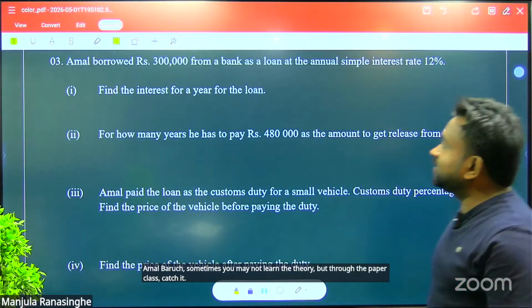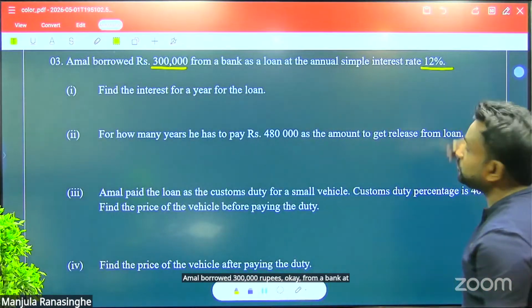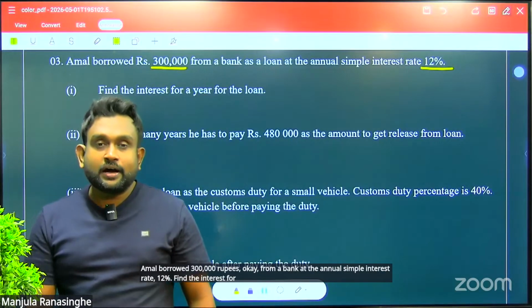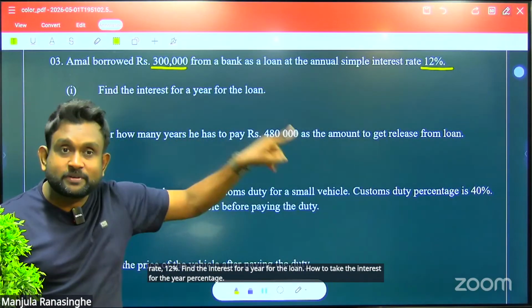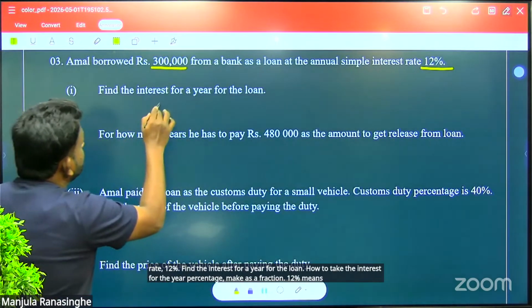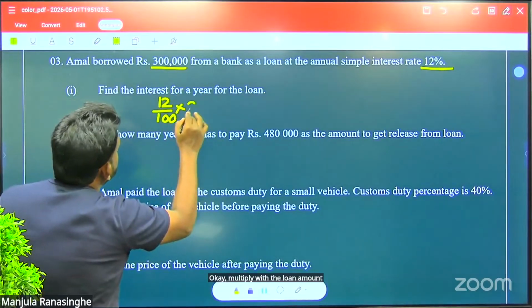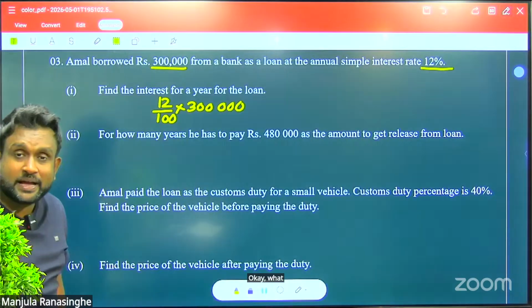Amal borrowed 300,000 rupees from a bank at an annual simple interest rate of 12%. Find the interest for a year for the loan. How to take the interest for the year? Make the percentage a fraction. 12% means 12 upon 100. Multiply with the loan amount. What's the loan amount here? 300,000.